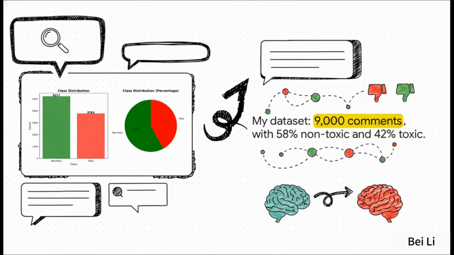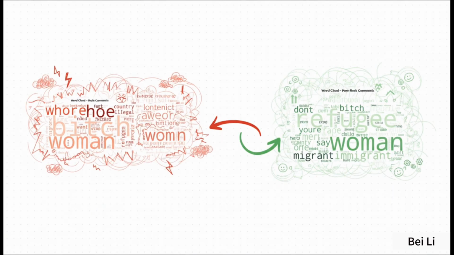The whole foundation of this project was a dataset of 9,000 real-world online comments, and the breakdown was actually pretty balanced. About 58% were non-toxic and 42% were toxic. Now, having a dataset that isn't wildly skewed one way or the other is great, because it helps stop the model from getting lazy and just guessing the most common answer all the time. That's especially important when the thing we're trying to find, the toxic content, is in the minority.